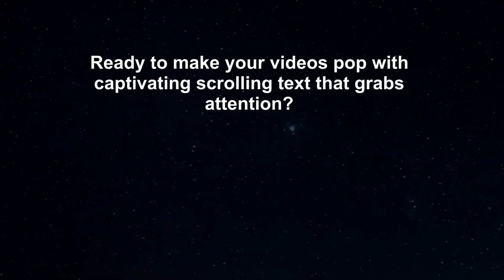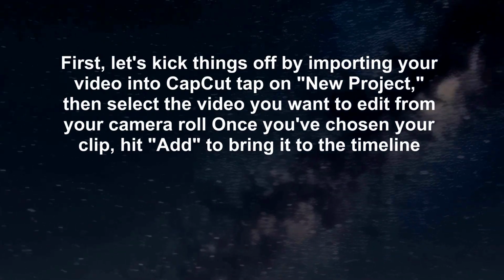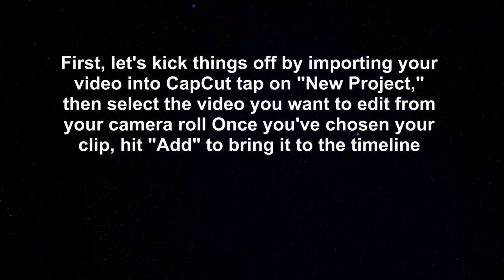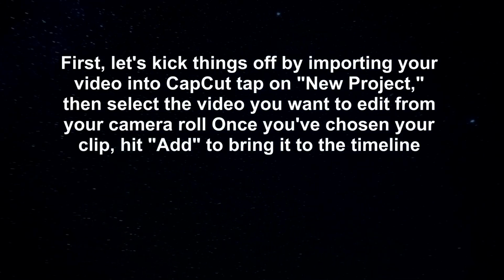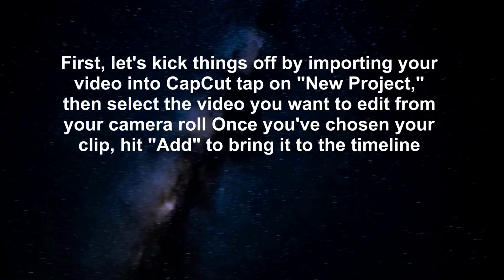Ready to make your videos pop with captivating scrolling text that grabs attention? First, let's kick things off by importing your video into CapCut. Tap on New Project. Then select the video you want to edit from your camera roll. Once you've chosen your clip, hit Add to bring it to the timeline.